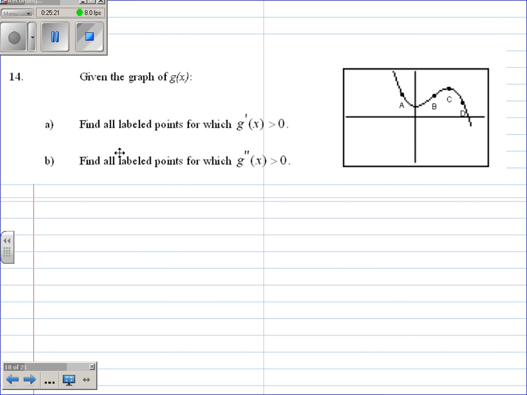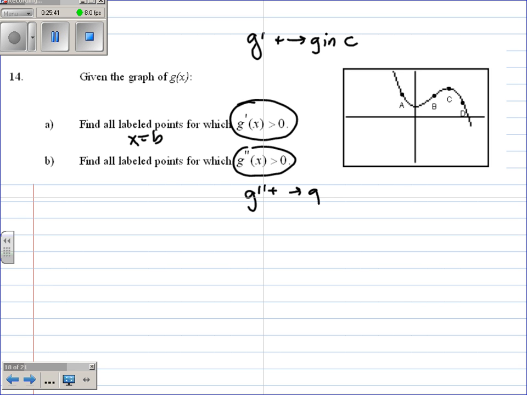14. Given the graph of g of x, find all the labeled points where g prime is greater than 0. Remember, g prime positive means g is increasing. So where's g increasing? G is increasing at b, so at x equals b. G double prime positive, remember g double prime positive means g is concave up, or it means g prime is increasing, okay? So this is the graph of g. So where's g concave up? Concave up at a. It looks like it switches to be concave down over here, so at x equals a.